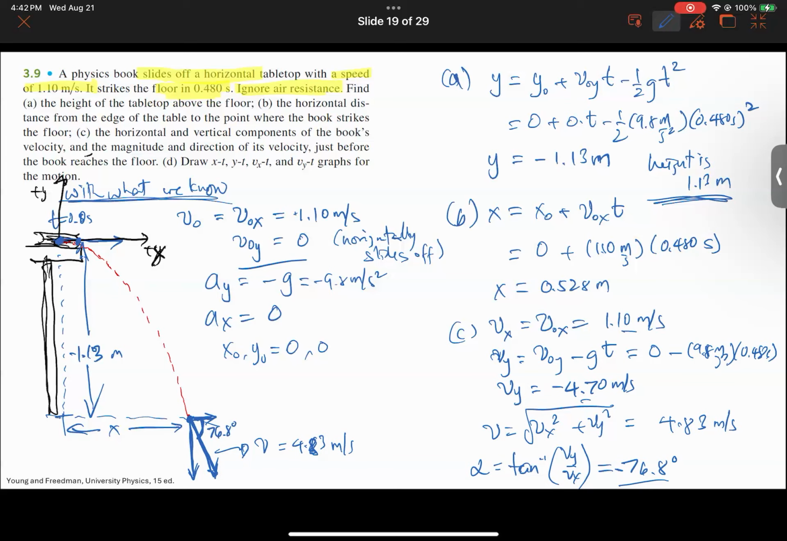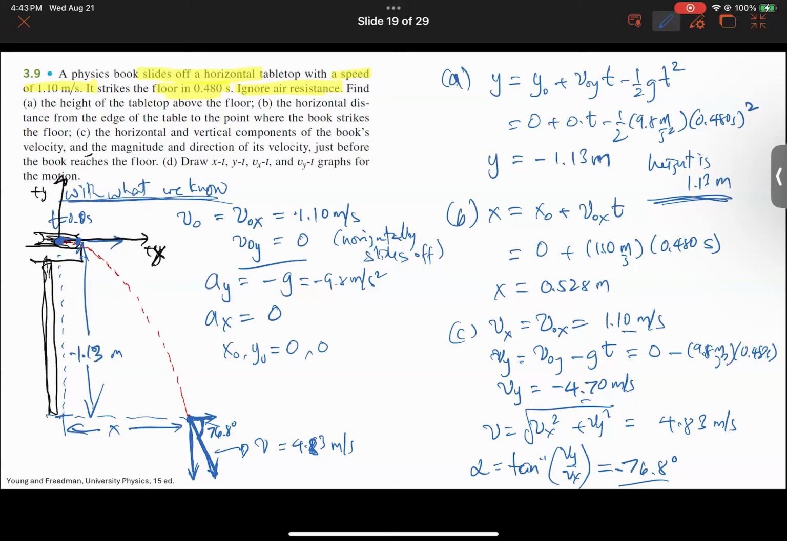Okay, na angle. Okay, so yan yung nangyari sa book. Okay, so tumama siya or just before it hit the floor, yung kanyang velocity is 4.83 meters per second. Nag-increase from 1.10 meters per second. And then yung direction is 76.8. Okay, towards the floor. Okay, along the positive x-axis.